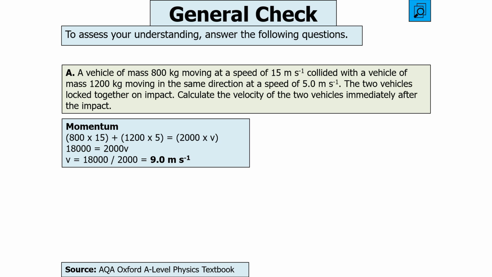So we've got to use the conservation of momentum. So it's 800 times 15 plus 1,200 times 5, the total momentum before. That equals 2,000 times v, because they're now locked together. So it's 18,000 equals 2,000 v. V equals 18,000 over 2,000, and it's 9 meters per second.